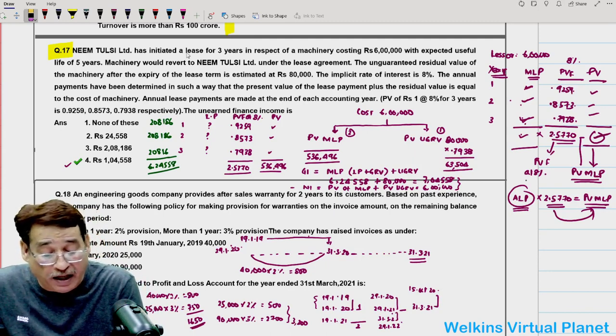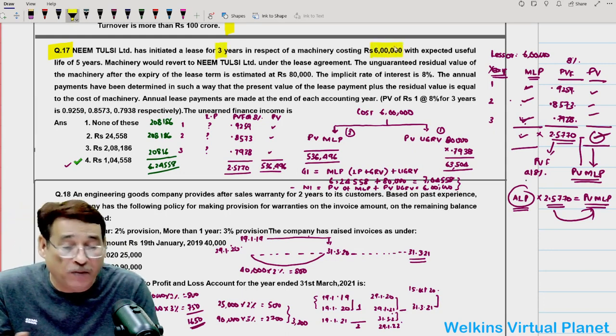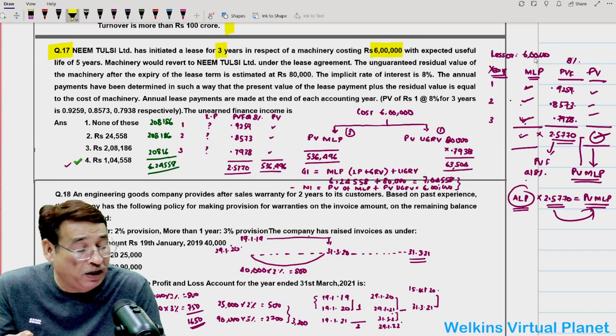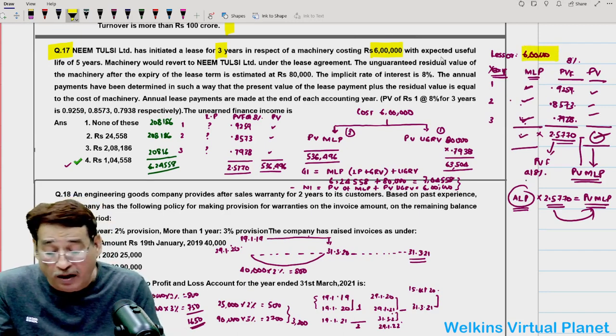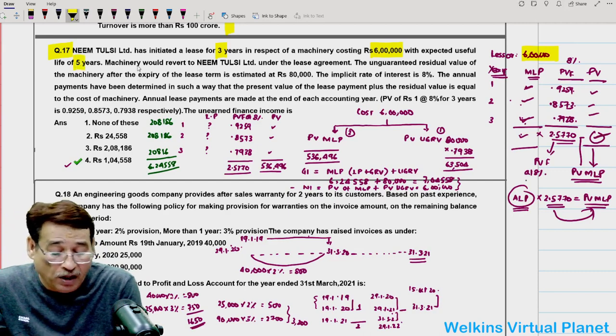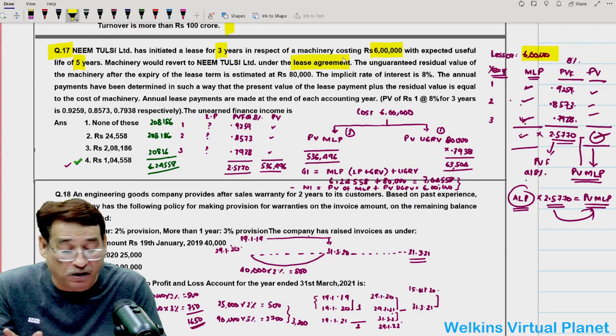Neem Tulsi Limited has initiated a lease for 3 years. So the lease is for 3 years in this particular case. And the cost of the machinery, you have to note it down very carefully. Initially, I took here, even in my example, 6 lakh. Expected useful life is 5 years. The machinery will come back to Neem Tulsi Limited under the lease agreement. We are not concerned with that.